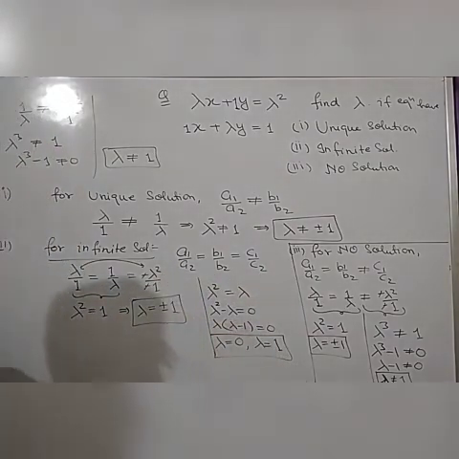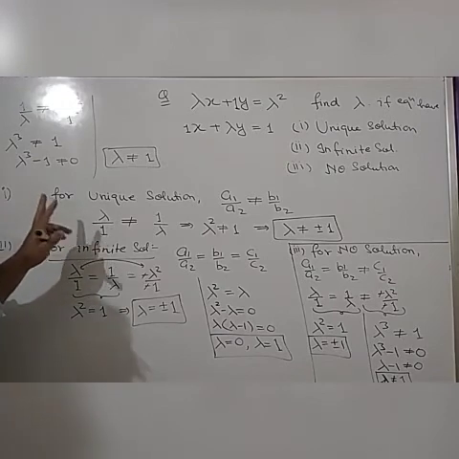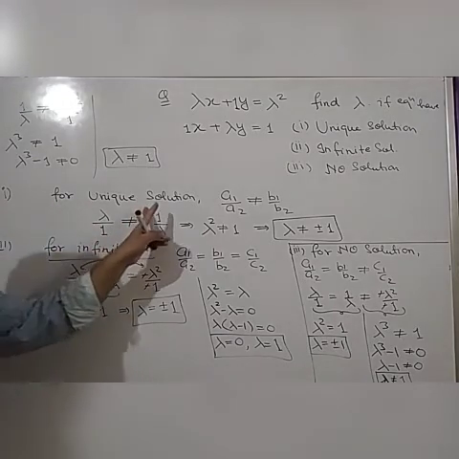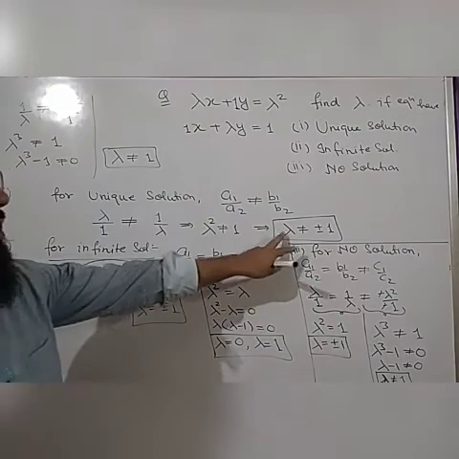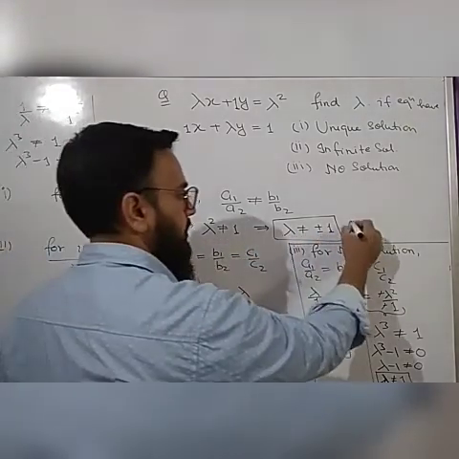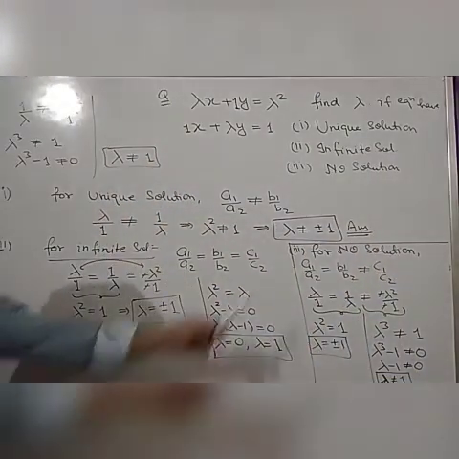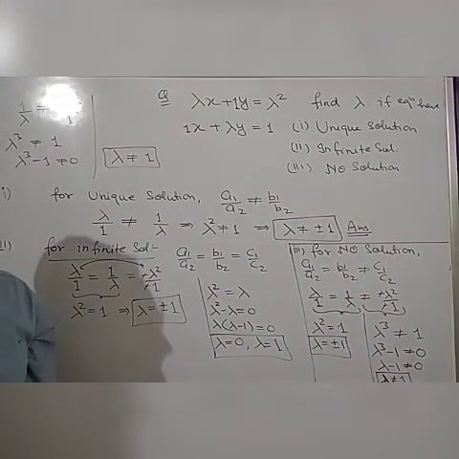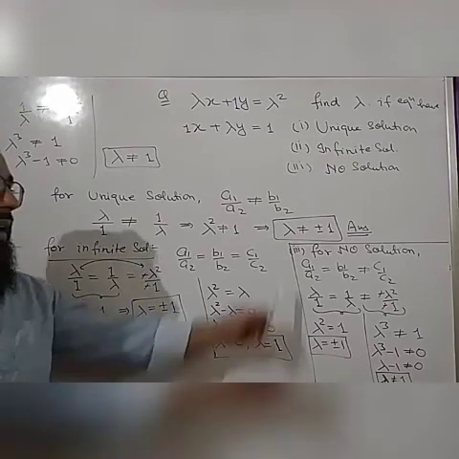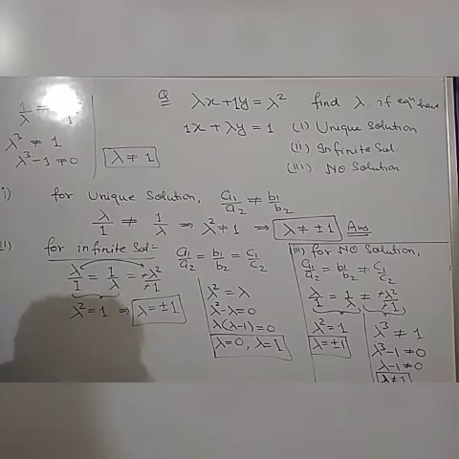Now coming to the answer. The first question was, we have to find the value of lambda for unique solution. So for unique solution, the value of lambda should not equal to plus minus 1. It is the right answer. It means we can take any value of lambda. Lambda can be any number, but it cannot be equal to plus minus 1. It is for unique solution.